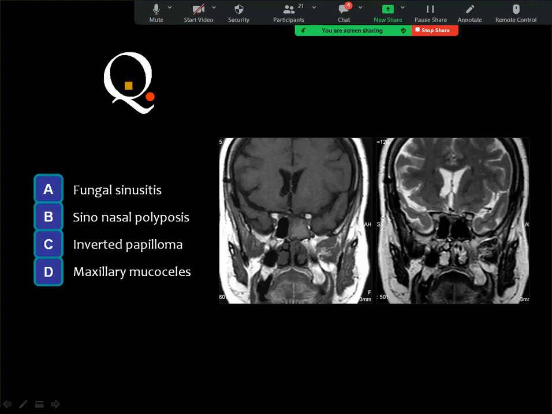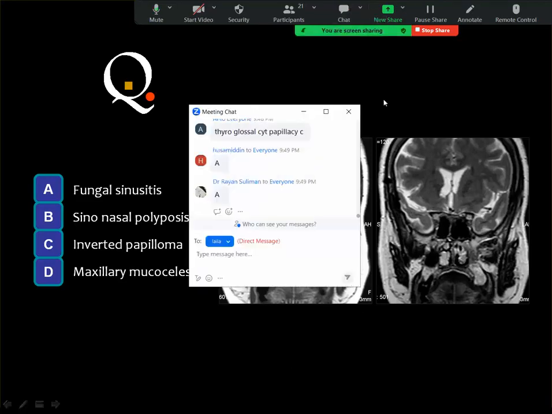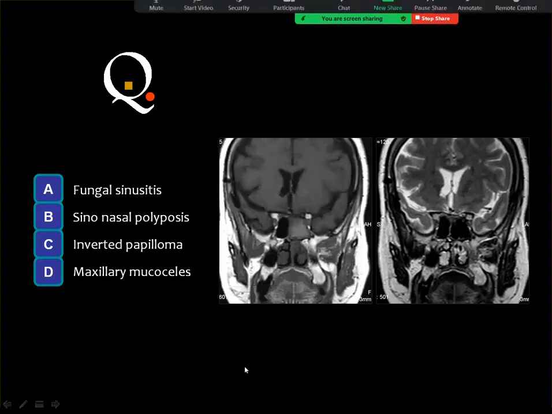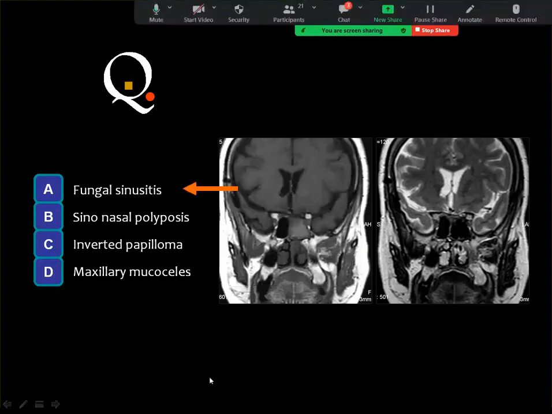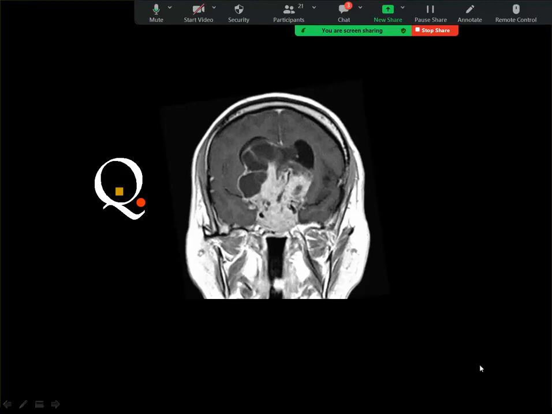What do you think about the sphenoid sinus? Fungal sinusitis, sinonasal bulbosis, inverted papilloma, or mucocele? Yes, the answer is A, and this is fungal sinusitis. You see that the fungus is of relatively increased signal in the T1 and very dark signal in the T2. And you feel that the sinus is clear in the T2 because the fungus is very black, similar to air. This is the classic appearance for fungal sinusitis.